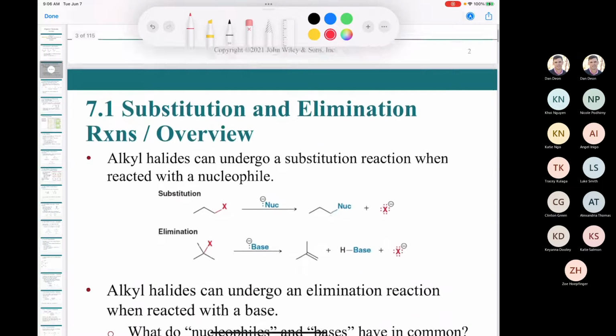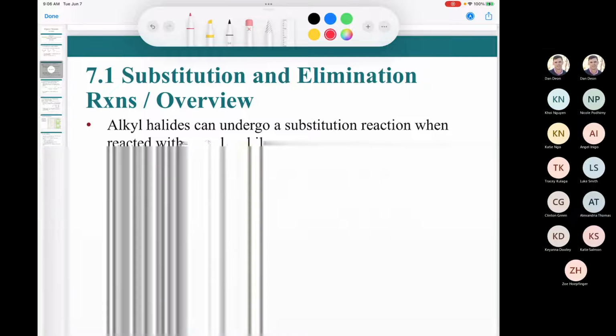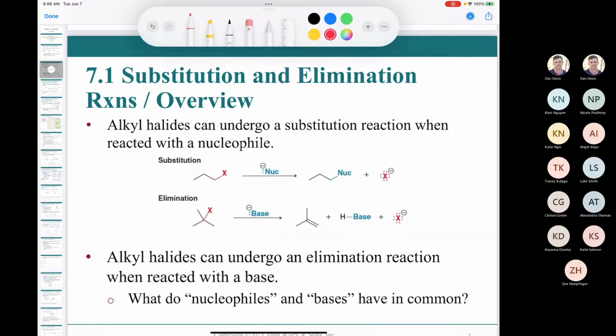Well, now that we've defined what an alkyl halide is, let's talk a little bit about what substitution and elimination reactions are. And this is going to be a huge focus of this chapter. And we have our alkyl halides. And it says here that they can undergo substitution reactions when they're reacted with a nucleophile. So let's take a look here. We've got an alkyl halide. Remember the X could represent iodide, bromide, or chloride, either one.